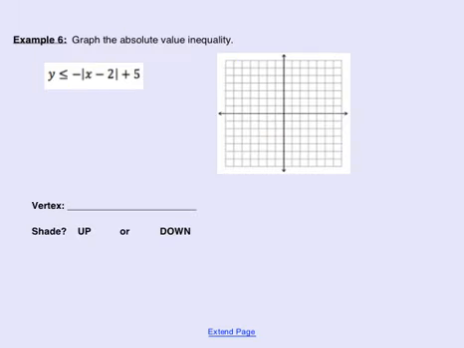Going into example 6, graph the absolute value inequality. Vertex stays the same. It is 2, 5.